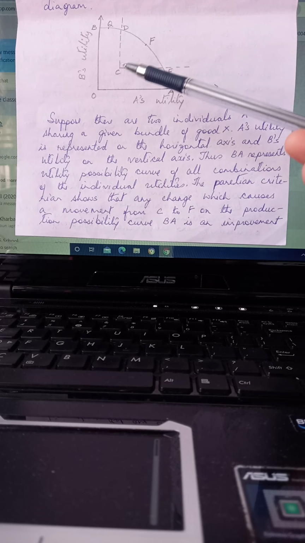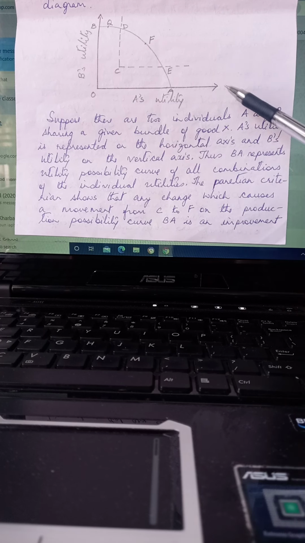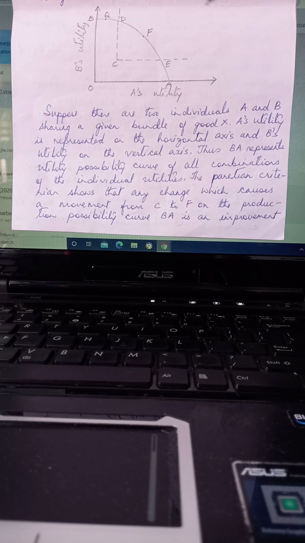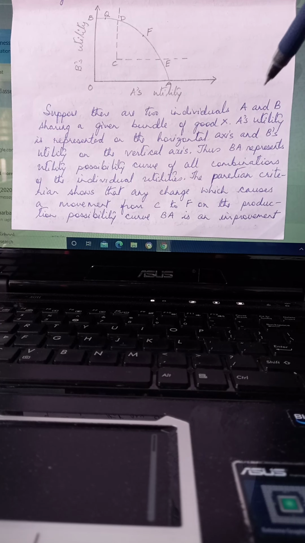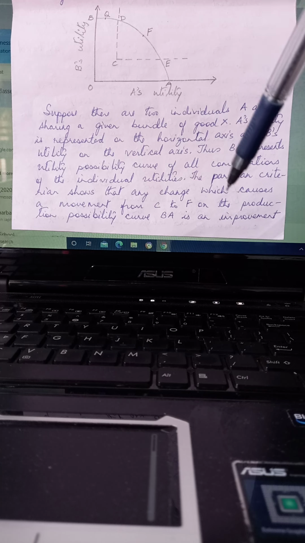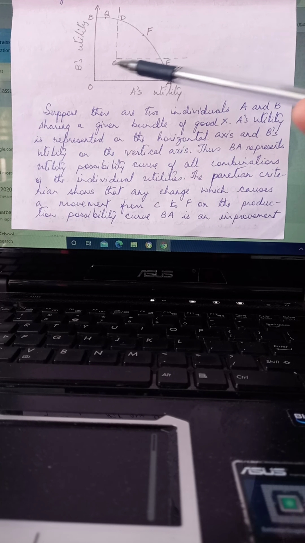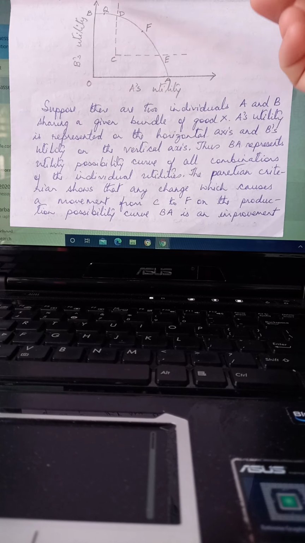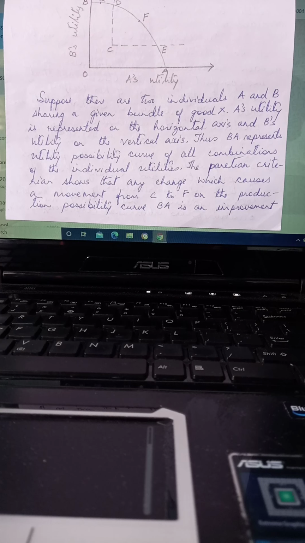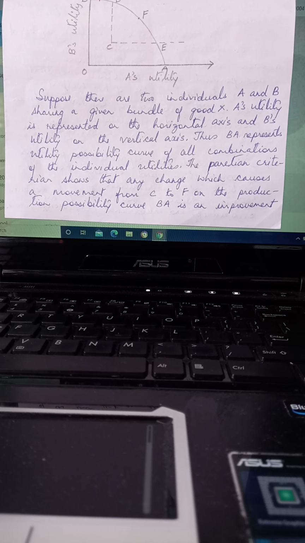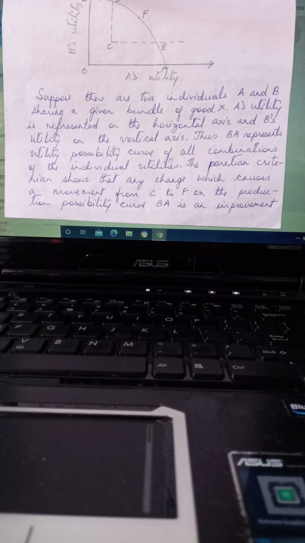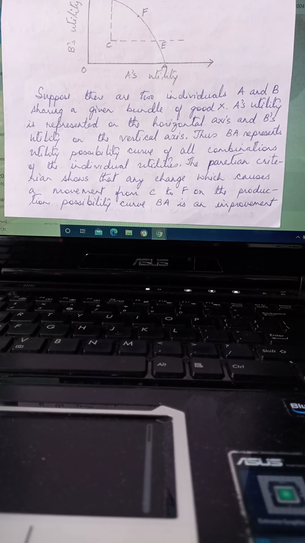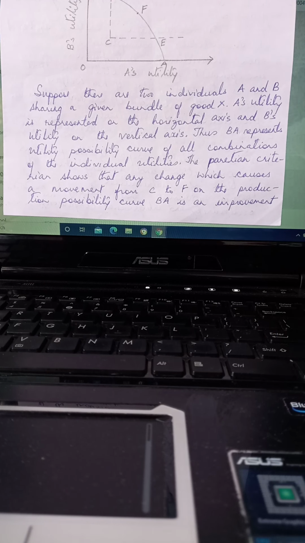Here, if you look at this particular diagram, we have the two axes, the OX and the OY axis. In this explanation, Pareto assumed that there are two individuals, individual A and individual B. The OX axis represents A's utility and the OY axis represents B's utility. Also in this diagram, this curve BA represents the utility possibility curve of the two individuals.